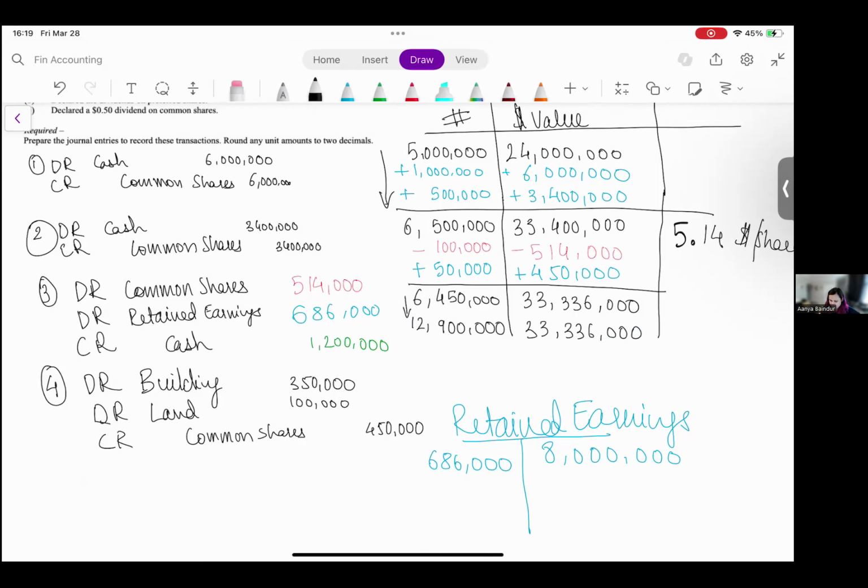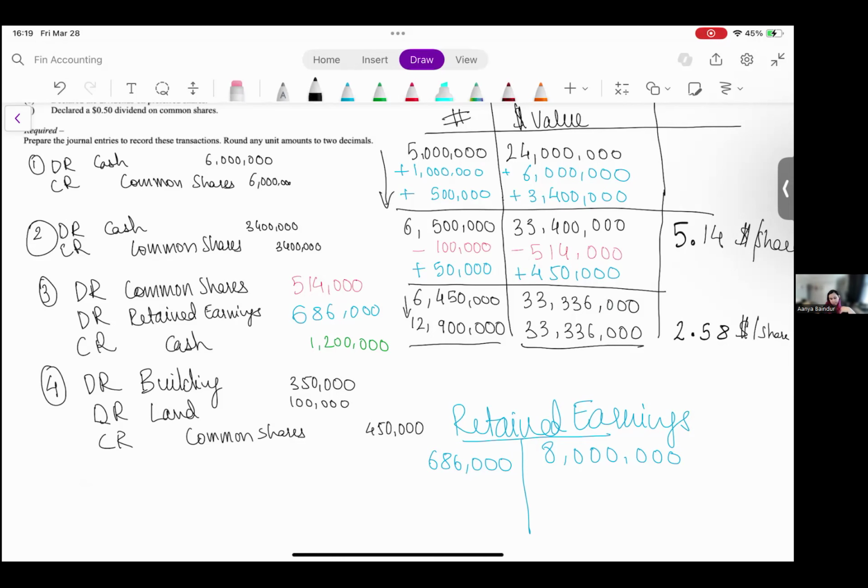But we can just simply find the stock price by taking the total value and dividing it by the number of stocks that we have. So that's 33,336,123 divided by 12,900,000, which gives us an average stock price of $2.58 per share. As you can see, it's approximately half the prior stock price.